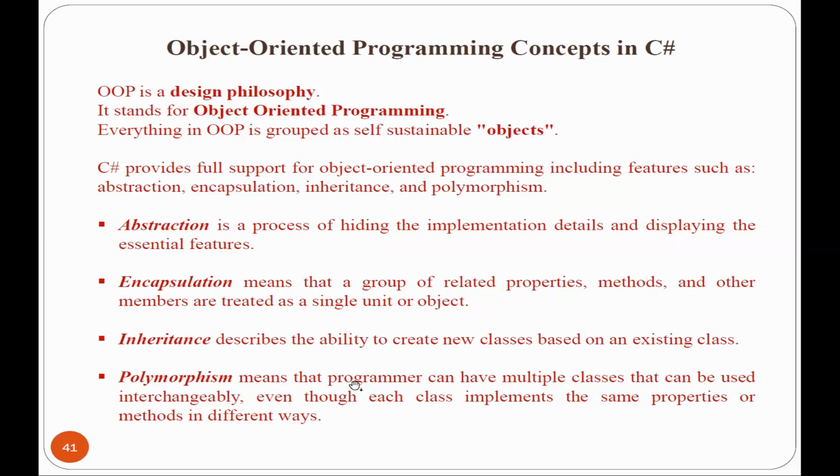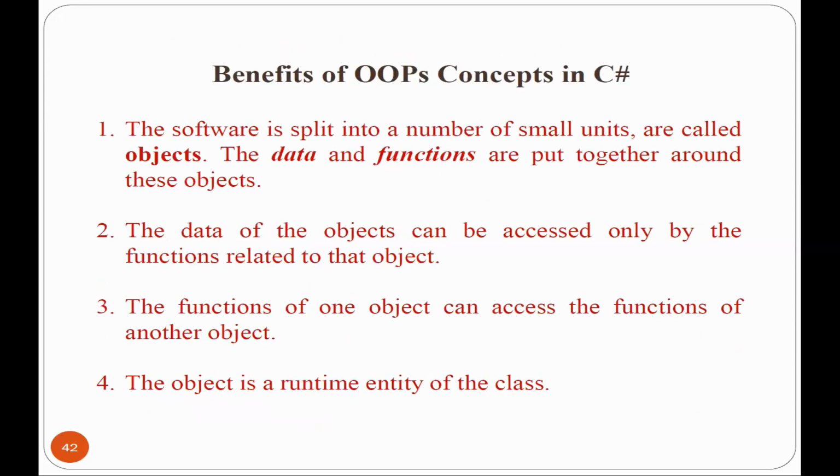Polymorphism means that a programmer can have multiple classes that can be used interchangeably even though each class implements the same properties or methods in different ways. I told you already the example of one button. One button is an addition having a different class, but we can use it with the help of one button only in different ways.